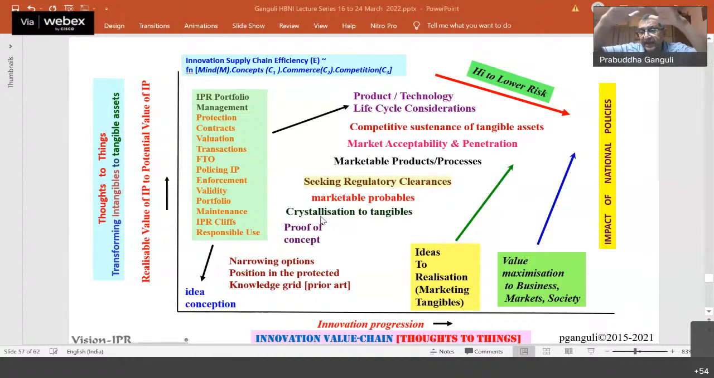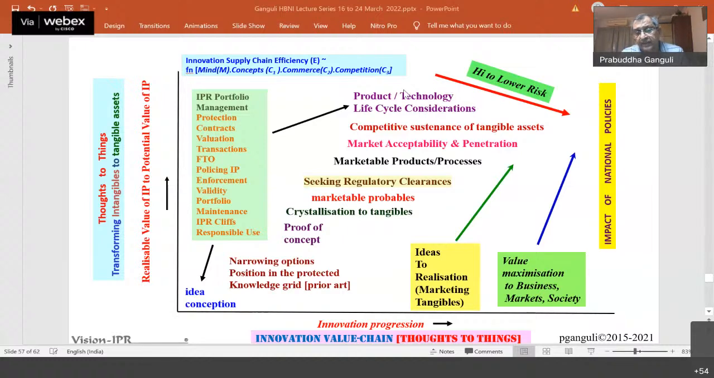From there, I create some sort of marketable product. The value goes even up. Now, it's simply a marketable product, but not probable, so it does not give me great value. Why? Because it needs regulatory clearance. The moment you get the regulatory clearance, the value of that goes up. And therefore, on the y-axis, the realizable value of IP relative to the potential value of IP starts going up. And market acceptability takes it even higher, et cetera, et cetera.